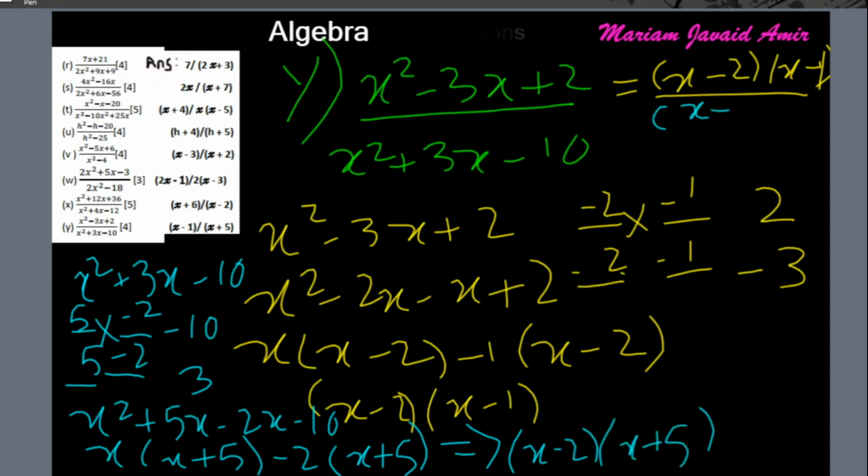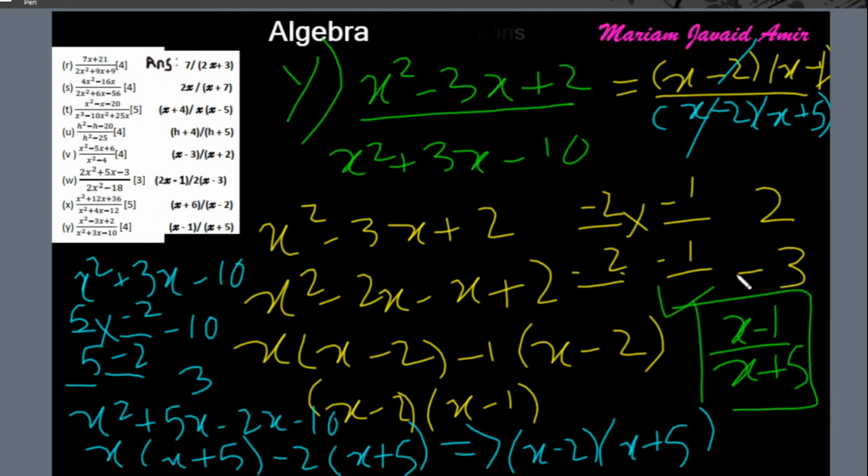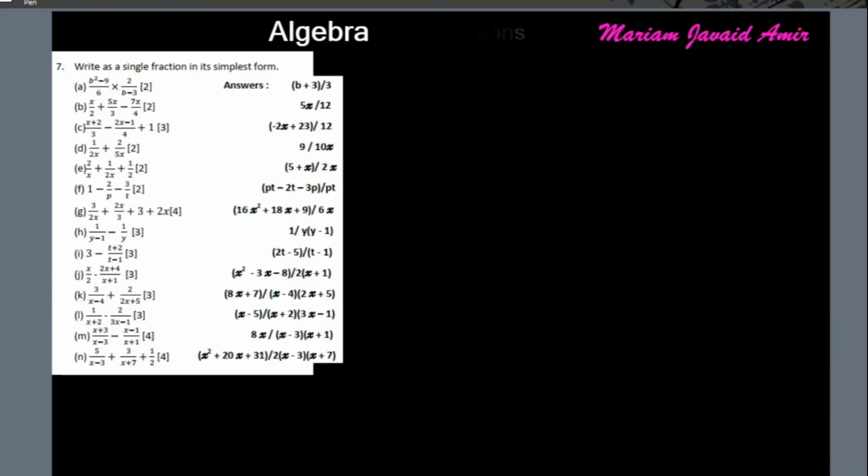X minus 2, x plus 5. When we cancel x minus 2, x minus 2, we're left with x minus 1 over x plus 5. Answer for part Y. Question number 7.